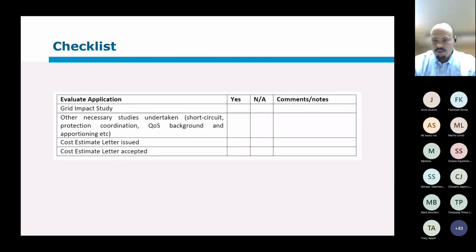Okay, so one or two questions, any burning questions? Maybe... So, Gerard, yes, talk about the accuracy of the cost estimate letter and why it should be different to the budget quote. Okay, thank you, Mark. That is important, yes.